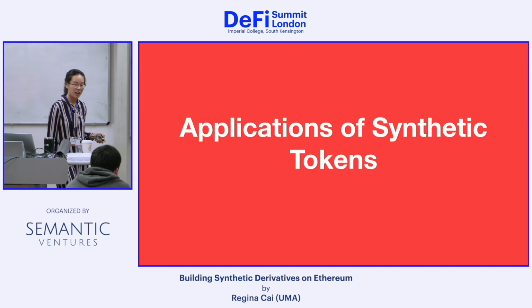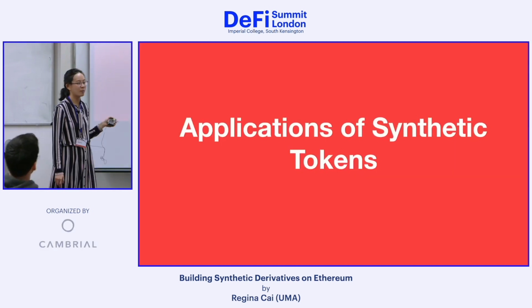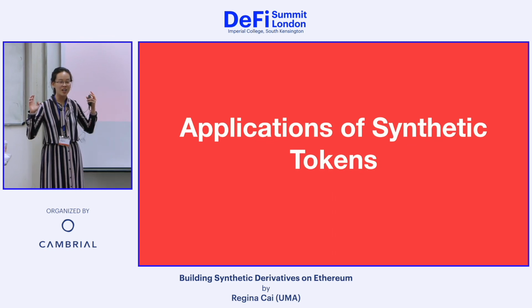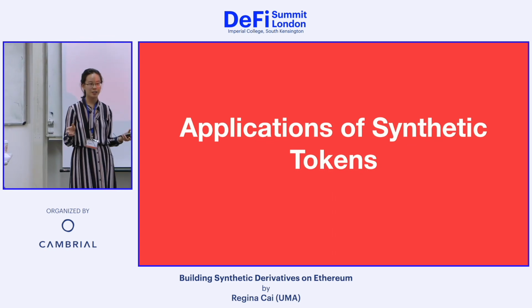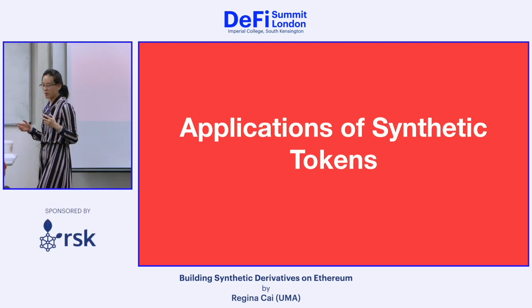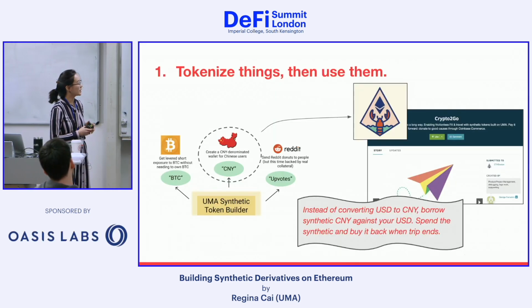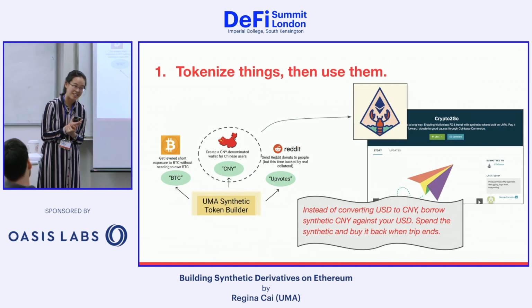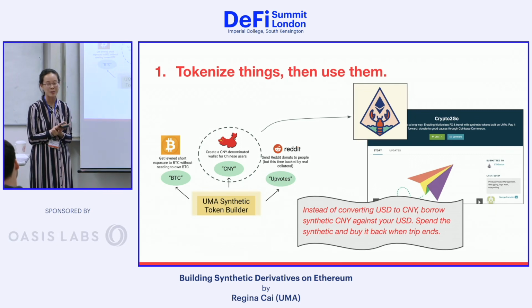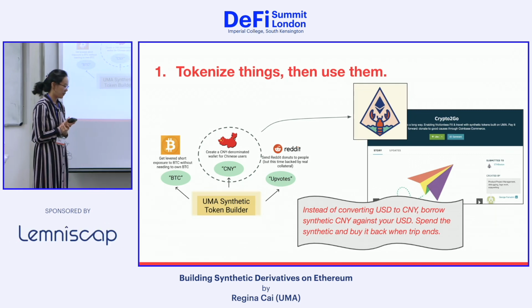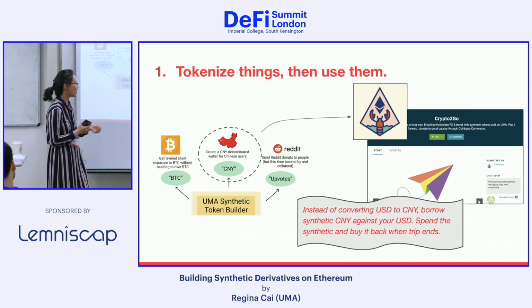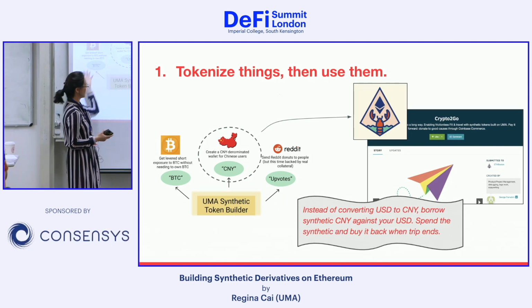Yeah. Okay. Last thing I want to show is a couple of applications of synthetic tokens. I want to get you guys really excited about building your own synthetic tokens and also give you some ideas of what people have already built. The first thing I'll say is you can tokenize things and then use those tokens. This is the most basic example, right? And what we did was at ETH Boston, I showed people this picture.